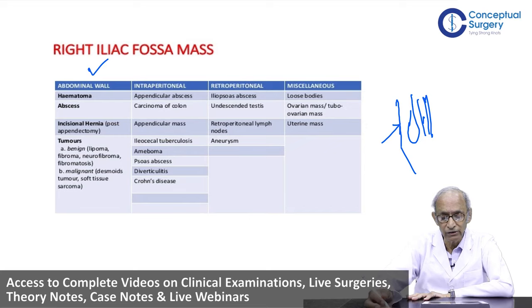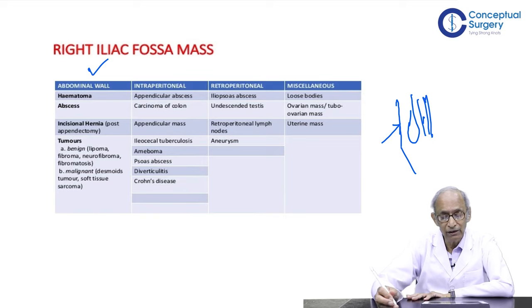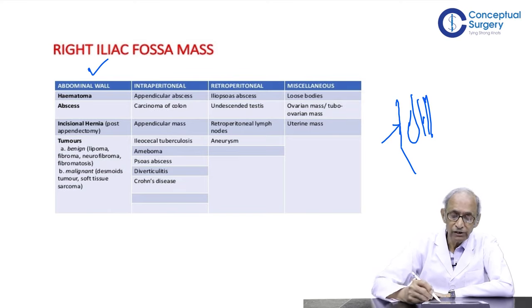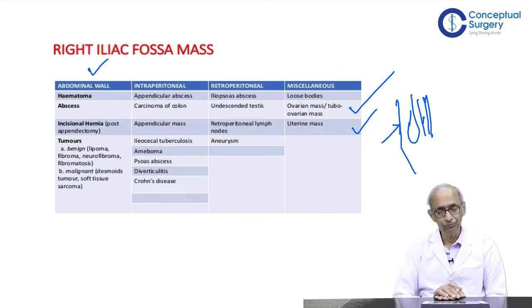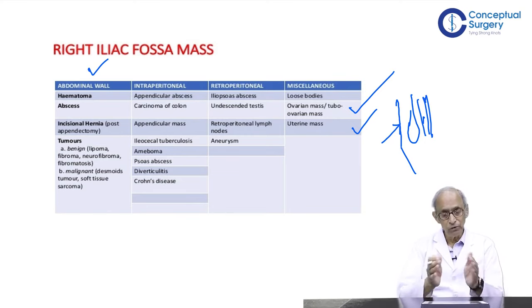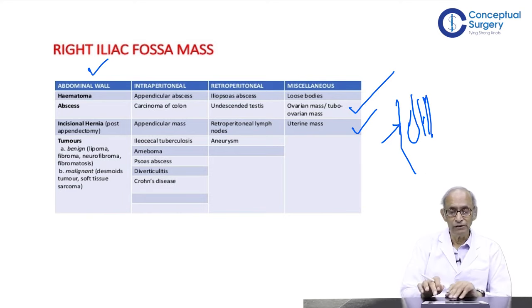What are those miscellaneous? Not really very miscellaneous. Sometimes it can be very important to keep them in mind, particularly when there is an acute presentation. For example, a ruptured ectopic pregnancy is an acute presentation. It can show some signs in the right iliac fossa, even a mass. Otherwise, normally a tubo-ovarian mass can come in there. Rarely, some uterine masses and loose bodies. So these are the various things that can present in the right iliac fossa if you look at it from this perspective. So it's easier to remember: abdominal wall, intraperitoneal, retroperitoneal, and miscellaneous.